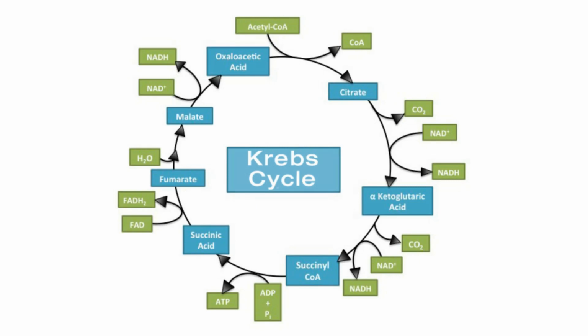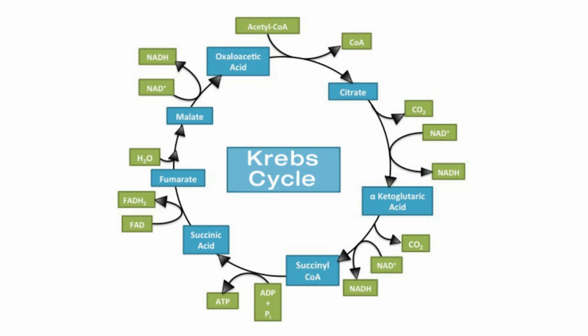Step 6. Oxidation of succinate. Succinate is then oxidized to form fumarate through a reaction catalyzed by the enzyme succinate dehydrogenase. This reaction results in the production of FADH2, another molecule that will be used in the electron transport chain to generate ATP.